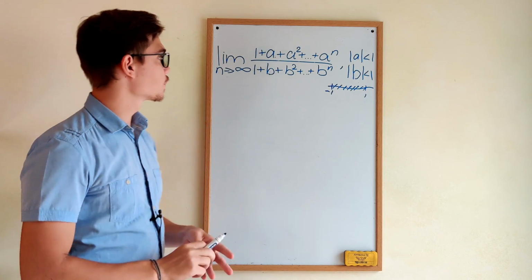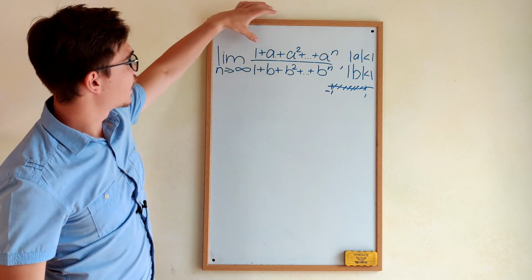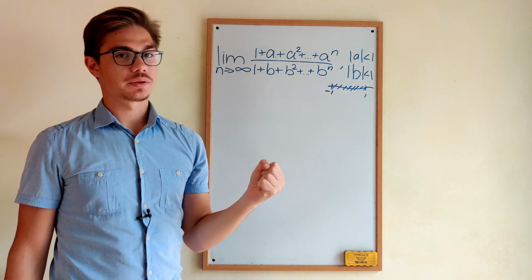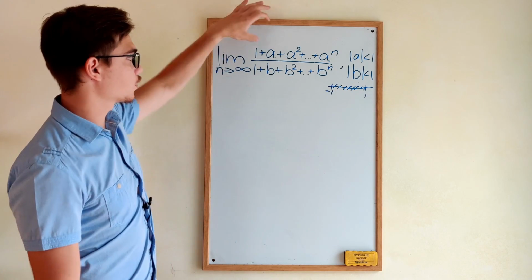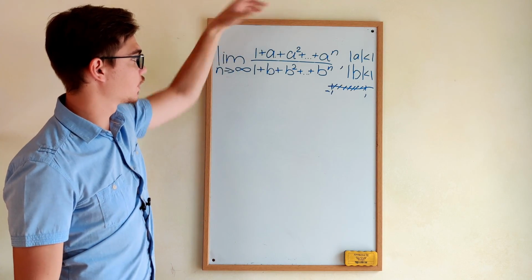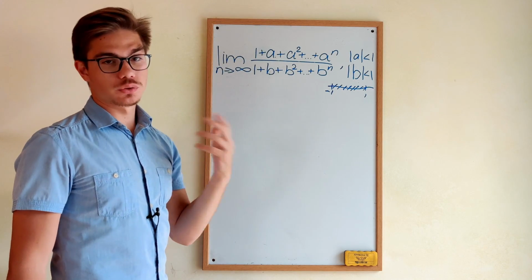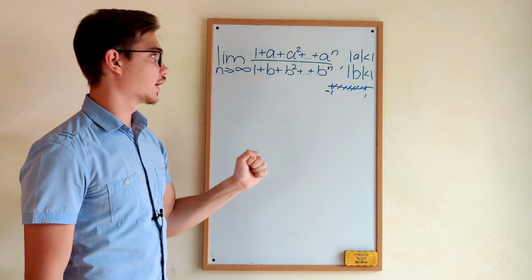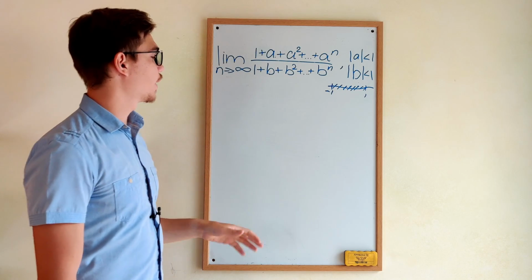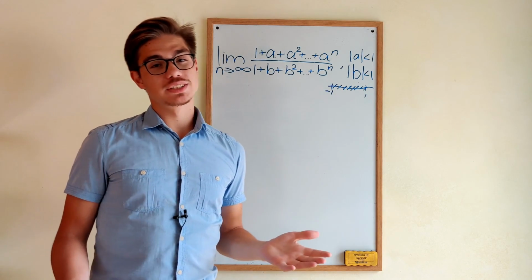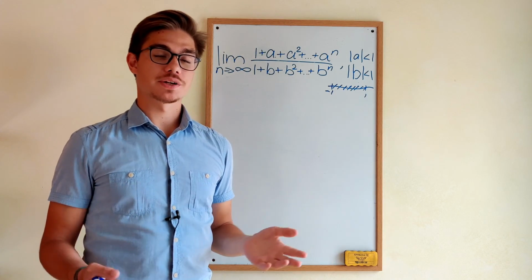To do this, we're going to notice that every next term of the sum is multiplied by the number a, right? So we start with 1, multiply by a, get a, multiply by a again to get a squared, and so on, multiply by a n times to get a to the power of n. And the same thing with b. Now we know what this is called. This is called a geometric progression, right?